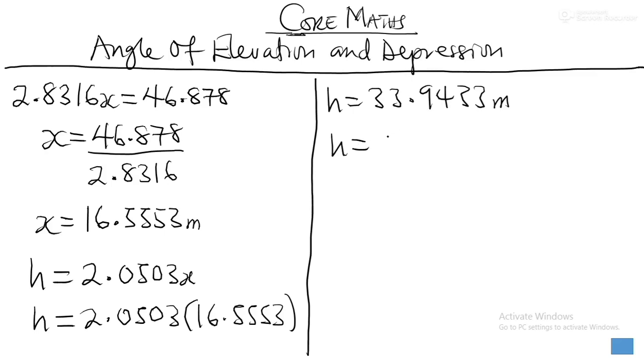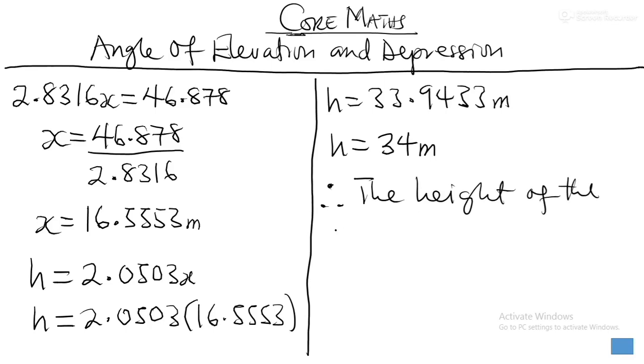But remember, we are to leave our answer to the nearest meter. 33.9433 to the nearest meter is going to give us 34 meters. So we conclude by saying, therefore, the height of the pole is 34 meters. Good. So, students, this is the answer for part I.